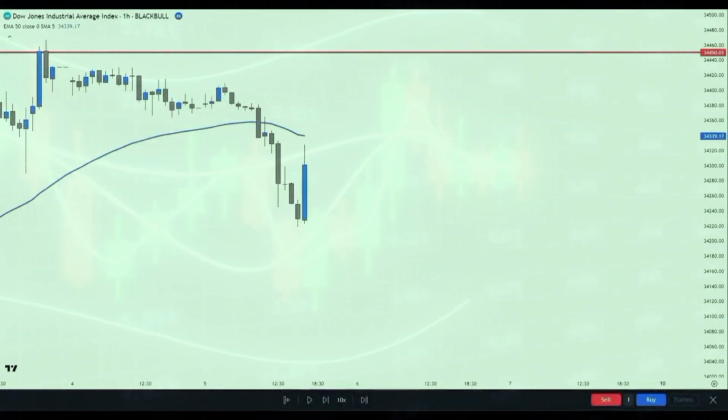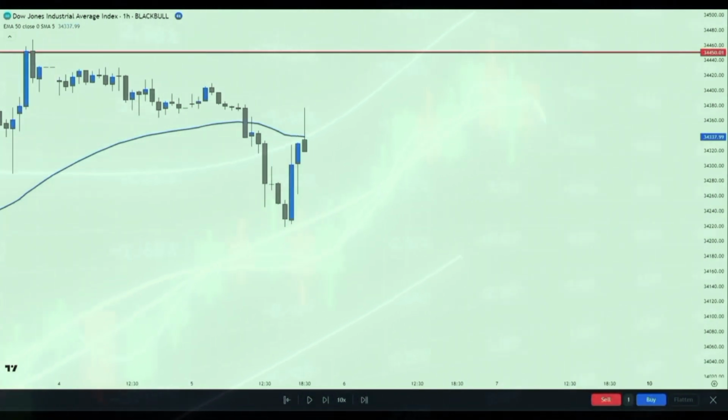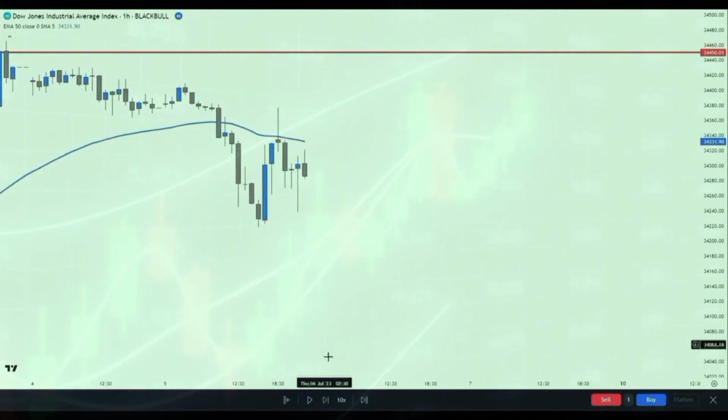Step number 1, the direction is bearish. So let's go forward and wait for a pullback formation. Here we have two bullish candlesticks, so the pullback is confirmed. Now what we want to see here is that we want the price to continue trading below the 50 EMA and make an engulfing candlestick pattern to execute the trade.